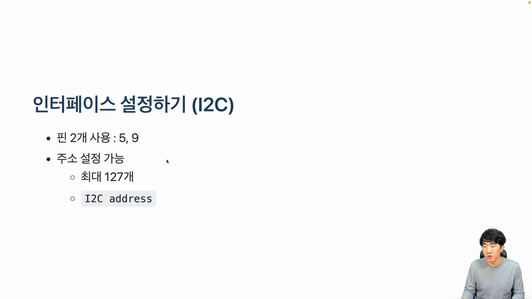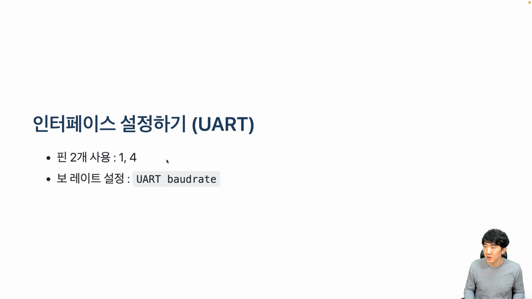However, since you can set the address here, if you connect to a specific microcontroller via I2C, you can connect up to 127 PC tools using this address setting. Next, the UART interface obviously requires 2 pins, TX and RX, which are pins 1 and 4. You can set the baud rate by adjusting the UART baud rate settings in the configuration window to set your desired BPS.